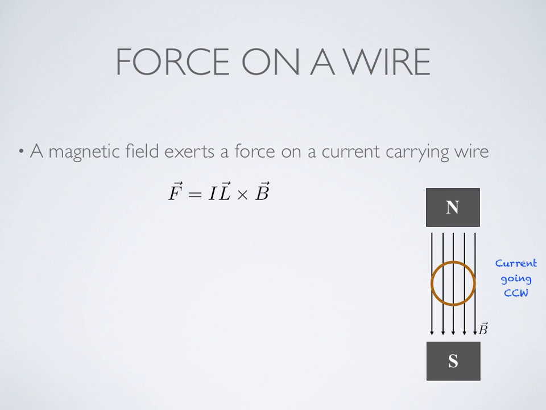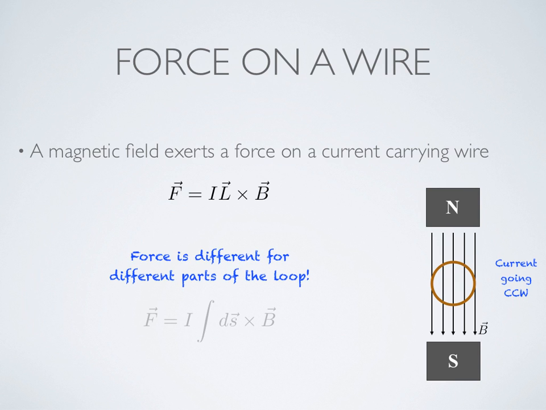Now the problem is the IL cross B is not the same everywhere. First off, the cross product is going to get screwed up by the fact that the angle the current makes with the field is changing everywhere around the circle. And also, what the heck do I mean by length? Well, what I have to do is actually break this wire up into tiny, tiny segments, ds. Because the force is different on different parts of the loop, I have to add up all the little segments of the loop and how much force each one of them has. And I have to do an integral of ds cross B.